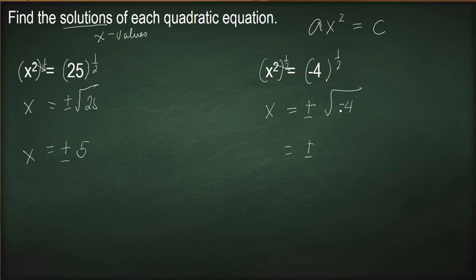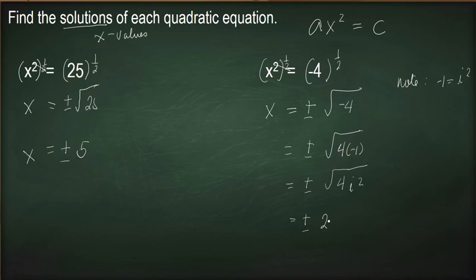How? We express negative 4 as 4 times negative 1. And note that negative 1 is equal to i squared. Okay? So, you have positive, negative, square root of 4. Then, negative 1 is equivalent to i squared. Okay. So, you have positive, negative. Anong square root ng 4? 2. Ang square root ng i squared ay i.